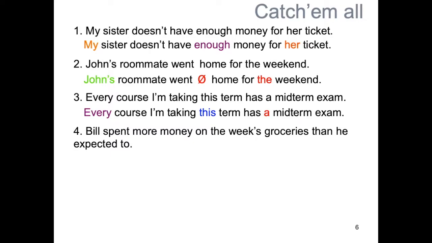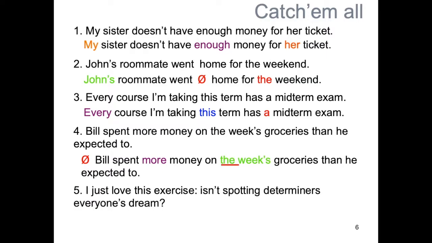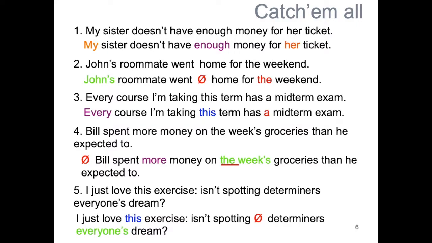"Bill spent more money on the week's groceries than he expected to." Same thing here. Now you know what to look for. So you have a zero article in front of Bill, "more" in front of money, "the week's" genitive case in front of groceries, and of course you also have "the" in front of week. And final sentence, I just love this exercise. "Isn't spotting determiners everyone's dream?" So you've got "this" in front of exercise, the zero article in front of determiners, and "everyone's" in front of dream.